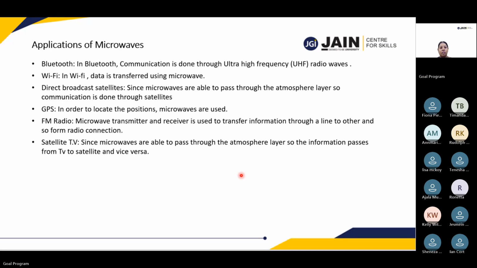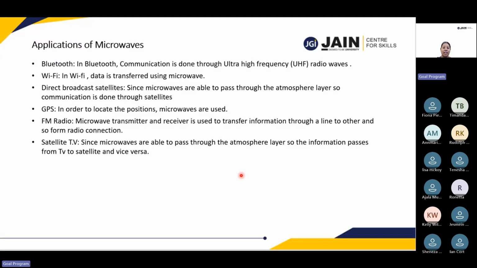Applications, if you can see, Bluetooth. In Bluetooth, communication is done through ultra high frequency UHF radio waves. Wi-Fi, when Wi-Fi data is transferred using microwave. In Bluetooth communication also, the communication is done through the ultra high frequency, which is done through the microwave signals rather than the radio waves. Okay, that is your microwaves only, ultra high frequency. We talk about the microwaves only. So in Wi-Fi also data is transferred using microwave.